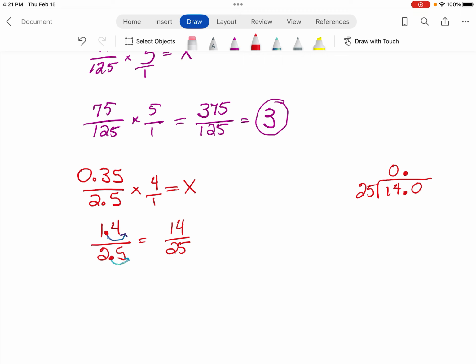So 25 will go into 140 5 times, because 5 quarters gives me $1.25. I think in terms of money, especially when it's a 25. So that gives me 125. I subtract, and that gives me 15 left over. I haven't zeroed out, so I'm going to add another 0. Then 25 goes into 150 6 times. 6 times 25 is 150, and I get a 0. So my answer is 0.56, and that is what x equals.